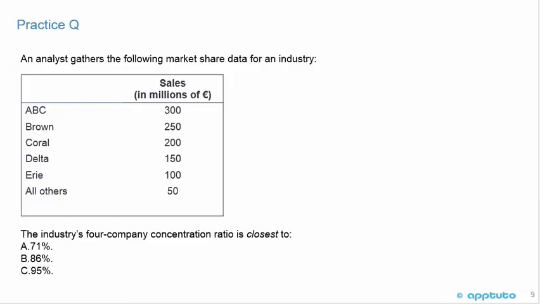So we'll do another quick practice question. An analyst gathers the following market share data for an industry. We've got the sales in millions of euros. For ABC, 300 million, Brown, 250 million, Coral, 200 million, Delta, 150 million, Erie, 100 million, and all others is 50 million. The question is, the industry's 4-company concentration ratio is closest to A, 71%, B, 86%, or C, 95%.